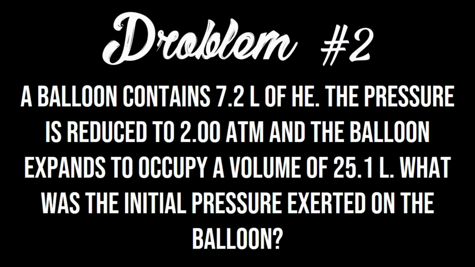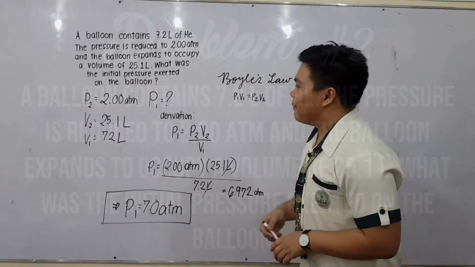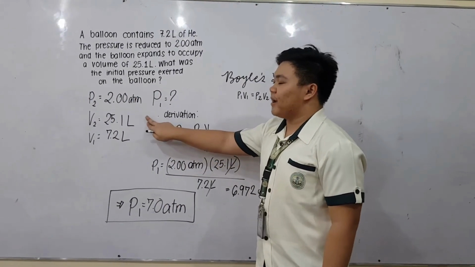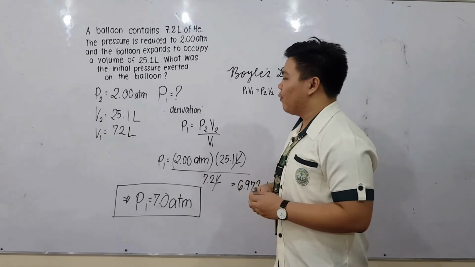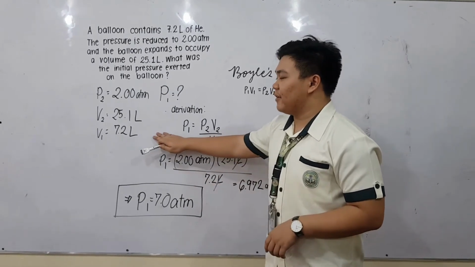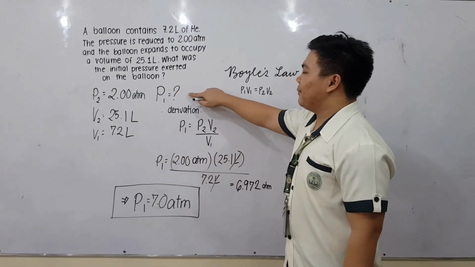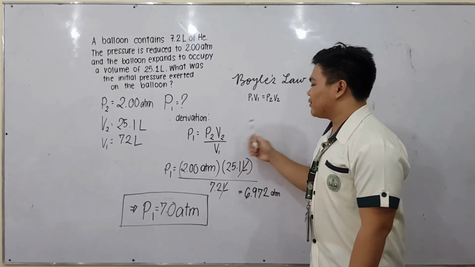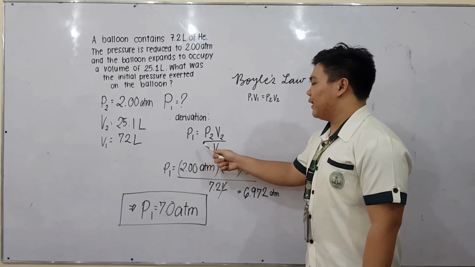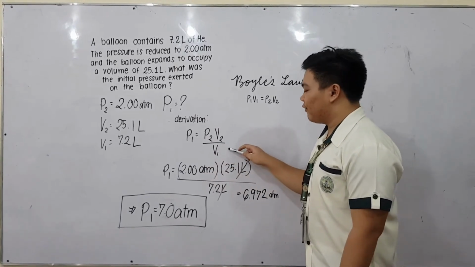Given the problem, a balloon contains 7.2 liters of helium. The pressure is reduced to 2.00 atmospheres and the balloon expands to occupy a volume of 25.1 liters. What was the initial pressure exerted on the balloon? Based on the problem, we are given the final pressure and volume, 2.00 atmospheres and 25.1 liters respectively. We were also given the initial volume of 7.2 liters and we were asked to find the initial pressure, which we can solve by deriving the formula of Boyle's law, which will give us the initial pressure P1 will be P2 times V2 all over V1.